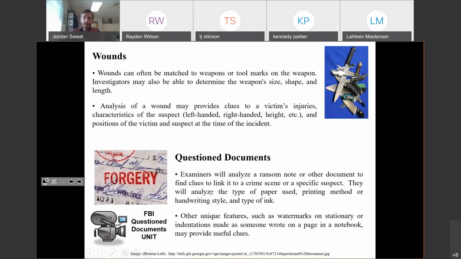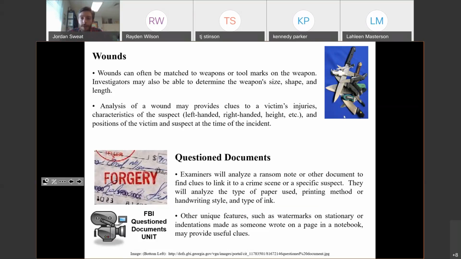Okay, questioned documents. This is another very specific type of situation that we're dealing with, but it happens. People make forgeries of documents. They try to commit fraud. People write ransom notes, suicide notes, all that kind of thing. So sometimes we have to actually examine documents that are found at crime scenes as well.